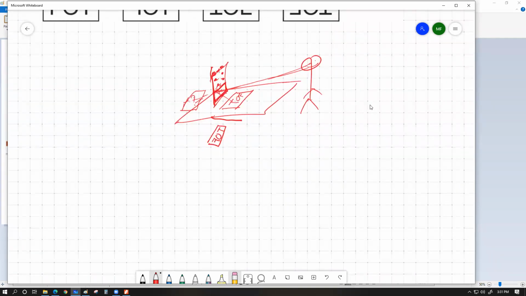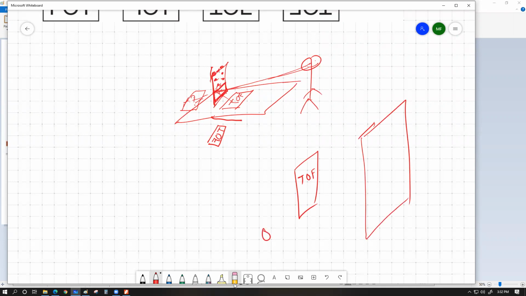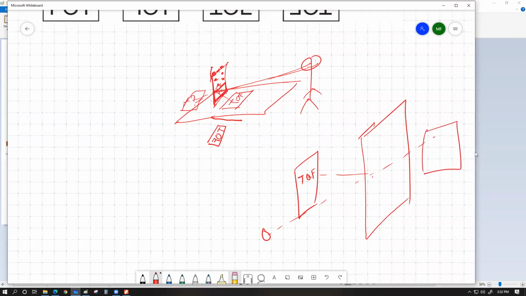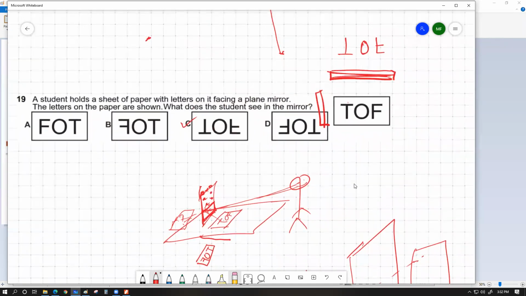The setup is actually supposed to be, as per the question, like this. This is the printed paper, TOF. This is the plane mirror. The mirror is over here, and the student is trying to look from the side. So behind the mirror, it should look laterally inverted. I'm sorry, this is not supposed to be vertically inverted. This is supposed to be laterally inverted, because the question is not about this setup. I misunderstood the question. My bad.